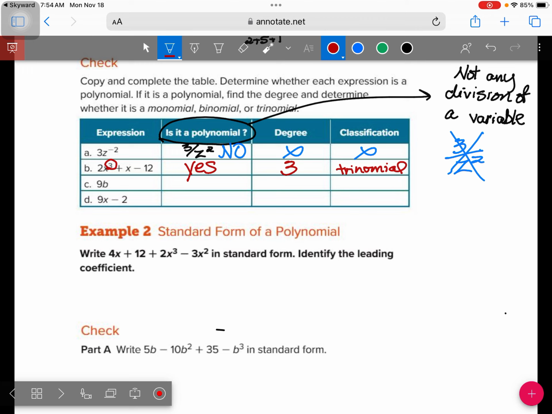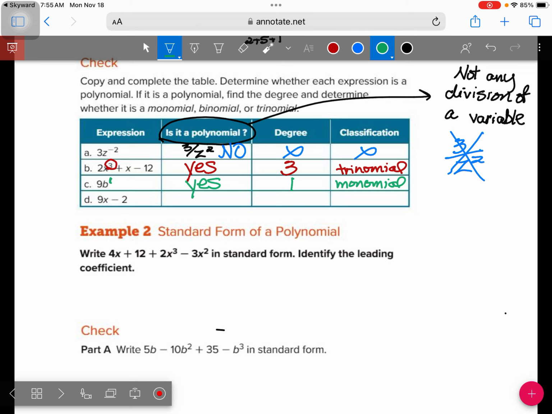Letter C, 9b, is that a polynomial? Yes, it is. What is the degree of that term? 1, yes. Remember, when we were looking at degrees, only the variables. And the classification? Monomial.